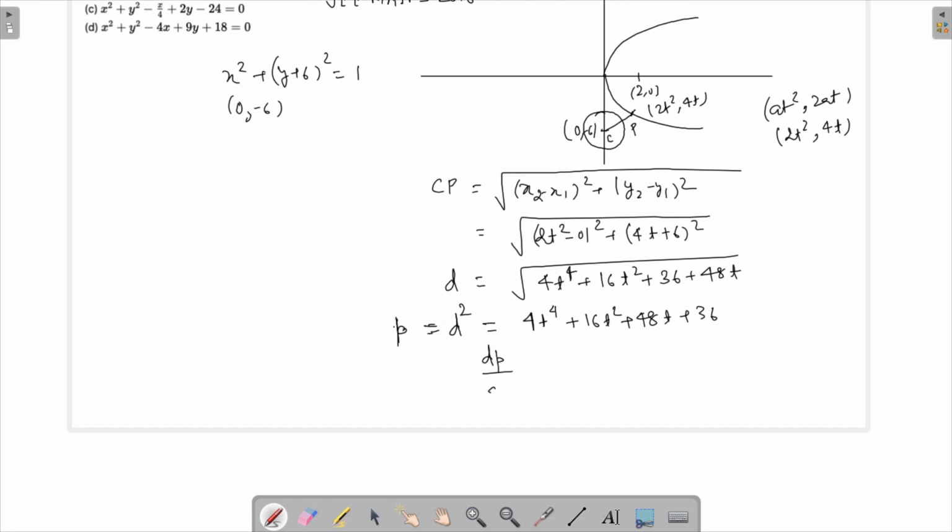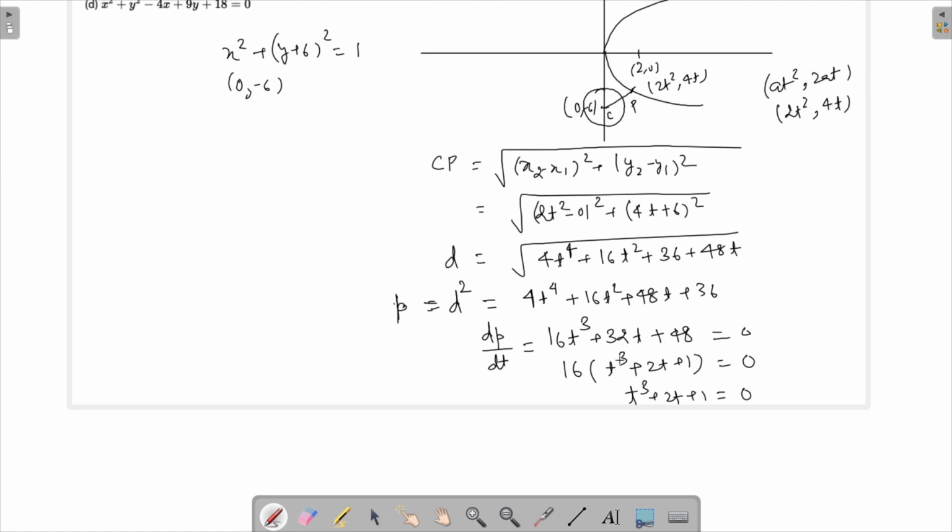So dp upon dt, if I do, this will become 16t cube plus 32t plus 48, and that is equal to 0. Then I can take 16 common. So this will become 3t cube plus 2t plus 1 equals 0. Or this will become t cube plus 2t plus 1 equals 0.